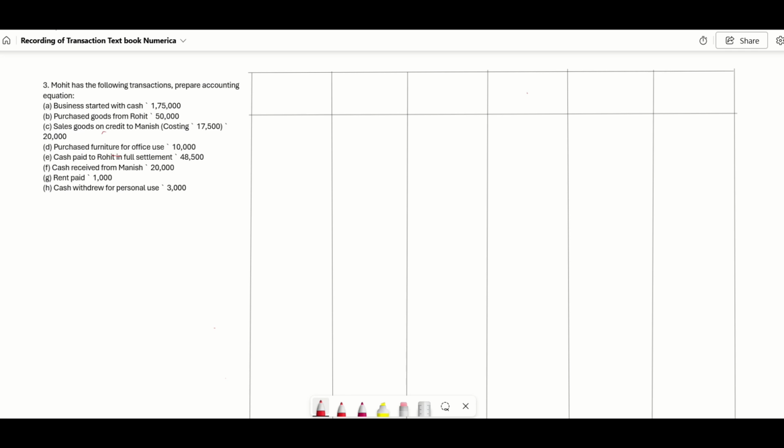Now let's see the third problem. So Mohit has the following transaction, prepare accounting equation. So first, business started with cash 1,75,000. So mostly this is the first transaction in almost all the problems. So yeah, cash comes in and capital, yeah, so that is 1,75,000. Okay, that's the first transaction. So asset on one side, capital on the other side, it is tallied.